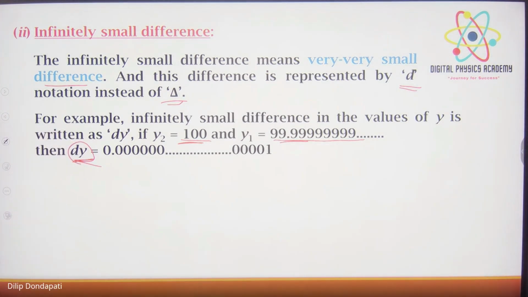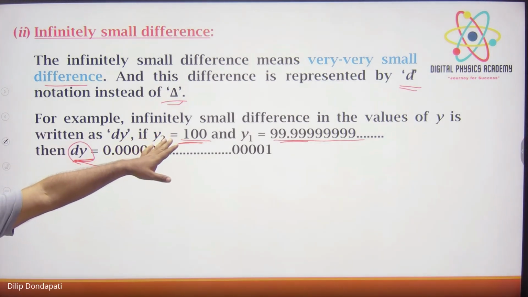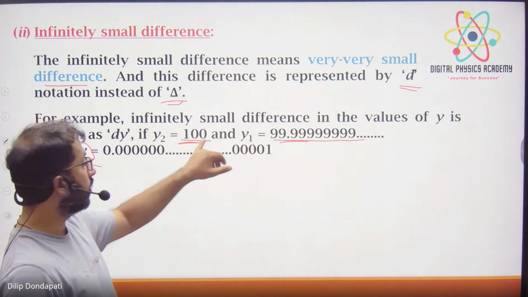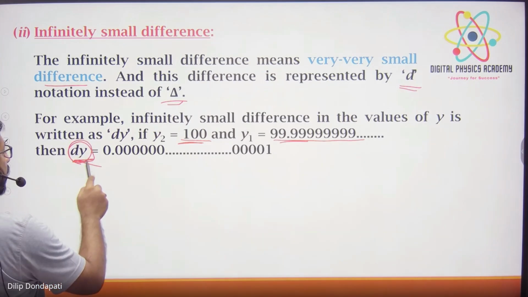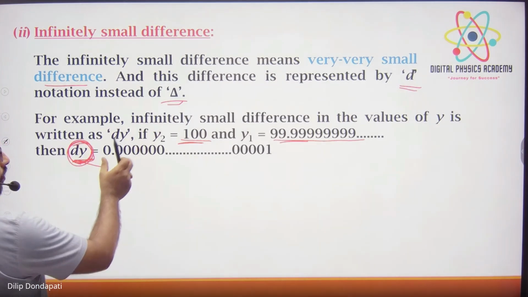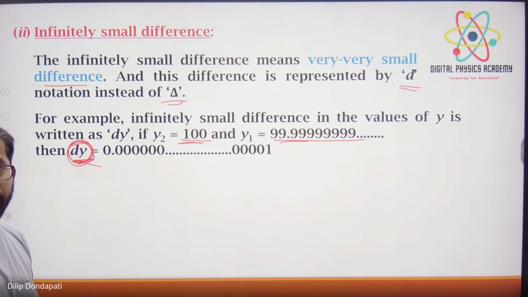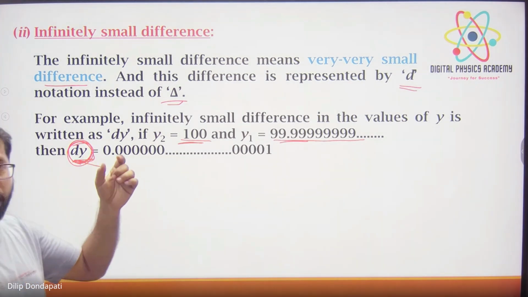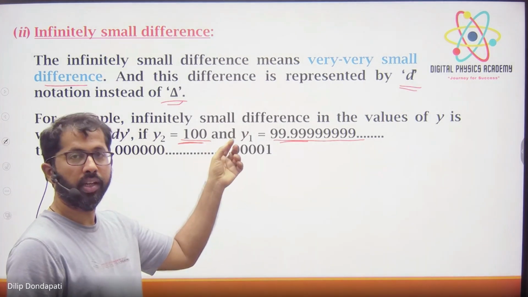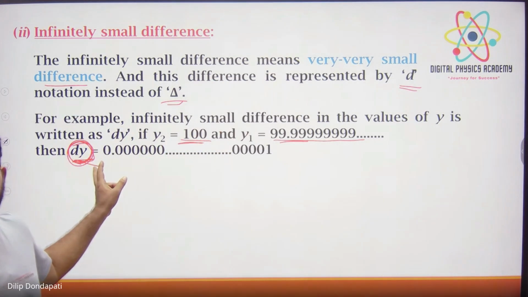Okay. Let's write the example. No need of theory. d is the difference, like between 100 and 99. dy is a change in a small difference value. For a larger value, a finite difference, we will use delta. If it is very small, we should use dy.